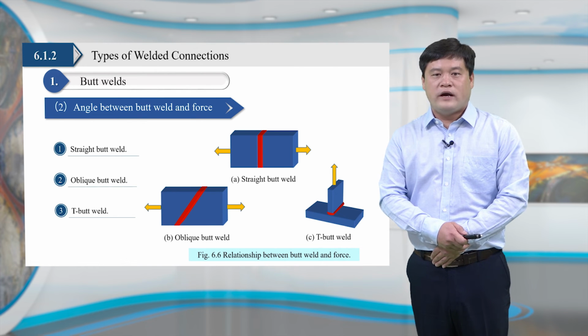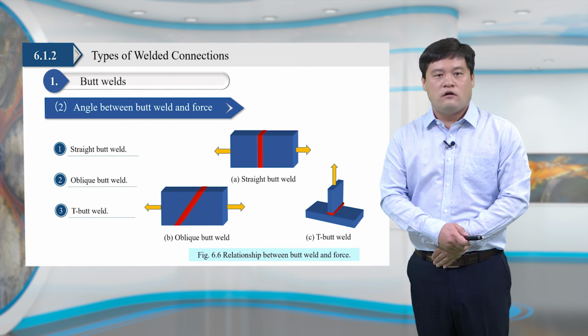According to the geometric relations of welds, forces, and steel plates, butt welds can also be classified into straight butt weld, oblique butt weld, and T-butt weld. When the strength of the straight butt weld is lower than that of the weldment, in order to improve the bearing capacity of the connection, oblique butt weld is recommended.